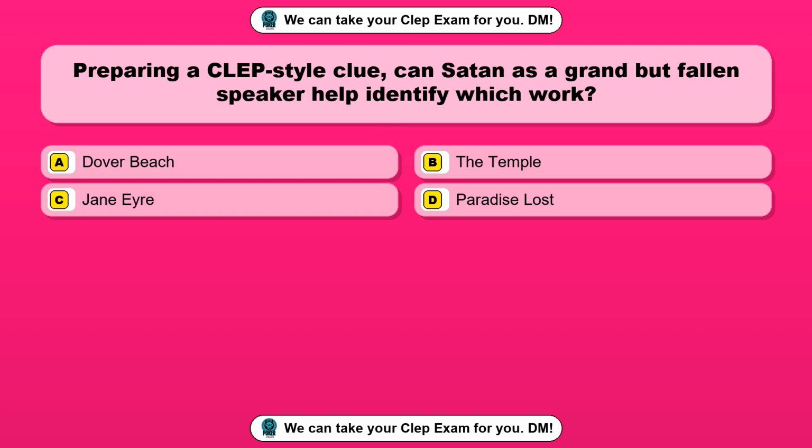Question 73. Preparing a CLEP-style clue, can Satan as a grand but fallen speaker help identify which work? Option A, Dover Beach. Option B, The Temple. Option C, Jane Eyre. Option D, Paradise Lost. The correct answer is option D, Paradise Lost.